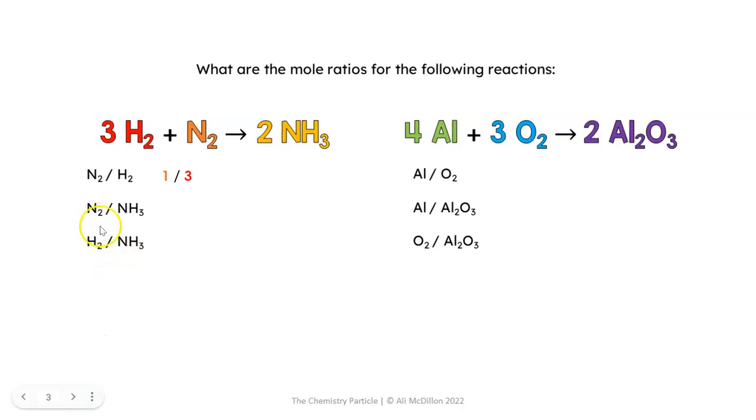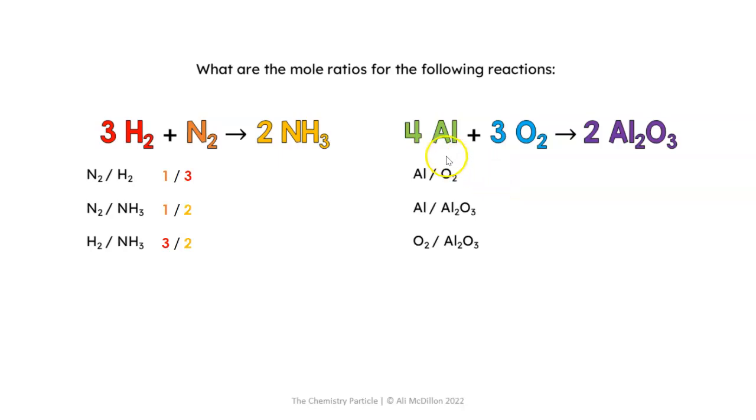So if we want to compare the N2 to the NH3, again, we're just looking at those coefficients. There's a 1 in front of the N2 and a 2 in front of our NH3, which is ammonia. So that would be a 1 to 2 ratio. And then finally, for comparing our H2 to our NH3, we've got a 3 in front of that H2 and a 2 in front of our NH3. So that is going to be a 3 to 2 ratio. Okay, so for every 3 moles of hydrogen gas, we're going to have 2 moles of ammonia, which is NH3. Okay, that's all we're doing here is comparing the coefficients in the equation.